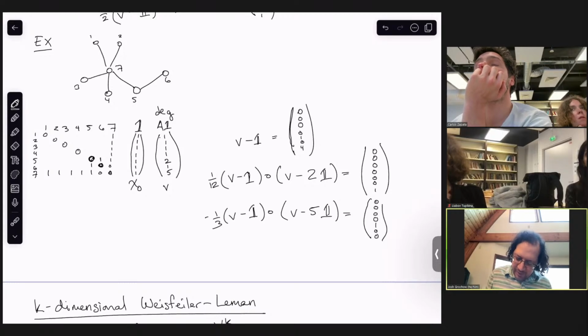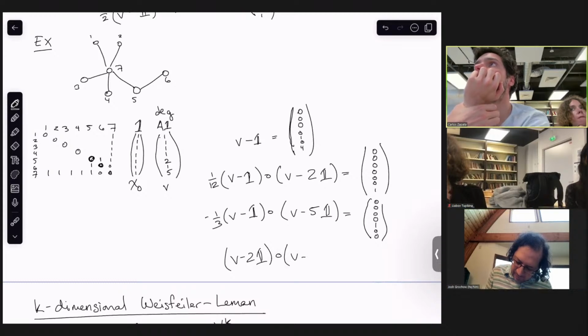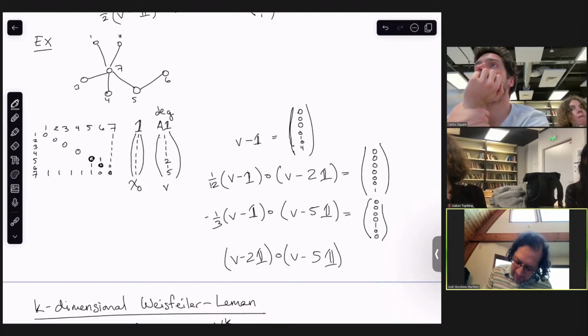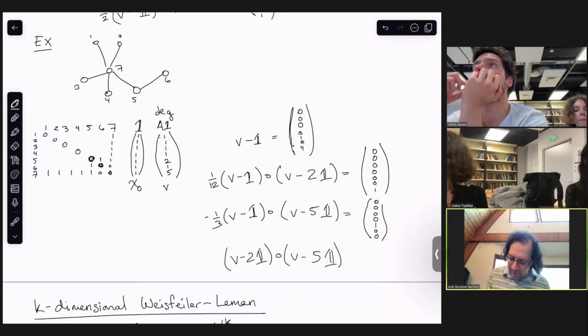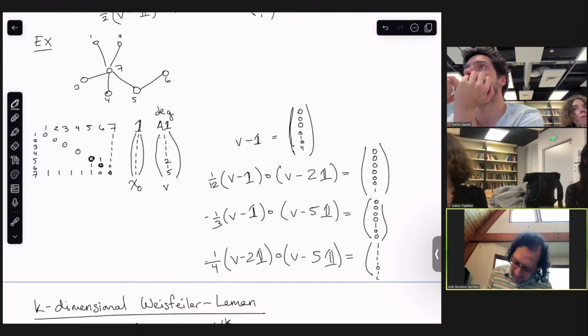Okay. And then finally, I can kill off the 2s and the 5s. And when I put in 1, I get a minus 1 minus 4. So this should be 1/4. This will be the indicator vector of the vertices of degree 1. Okay.